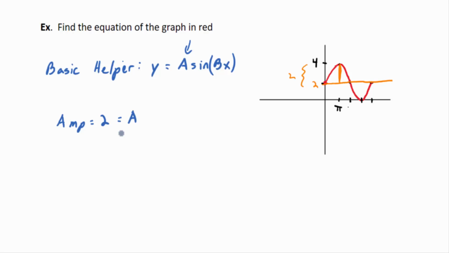Okay. Another way to get it is to take the maximum height value, which is 4, minus the min. What's the min? 0, and divide by 2. And that does work. 4 minus 0 divided by 2 is equal to 2. So either way you look at it, a equals 2.